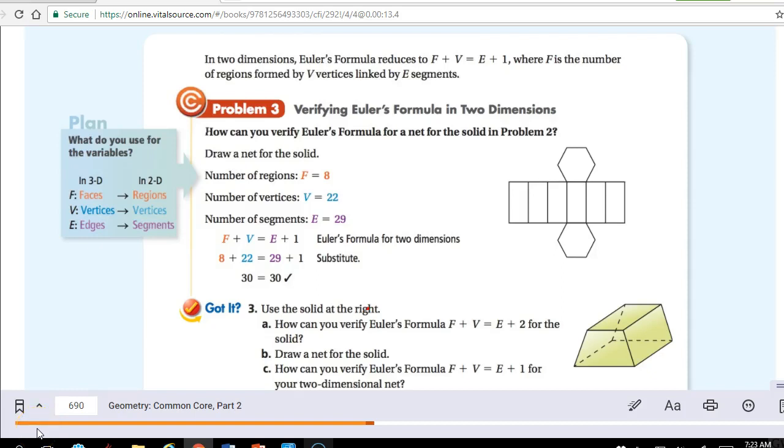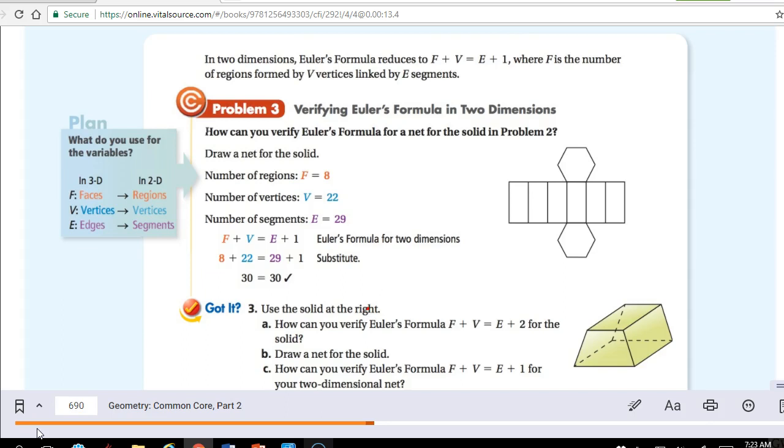Hello again. We're looking at problem number 3 from section 11.1. This is found on page 690 of your textbook. It's talking about verifying Euler's formula for two dimensions.